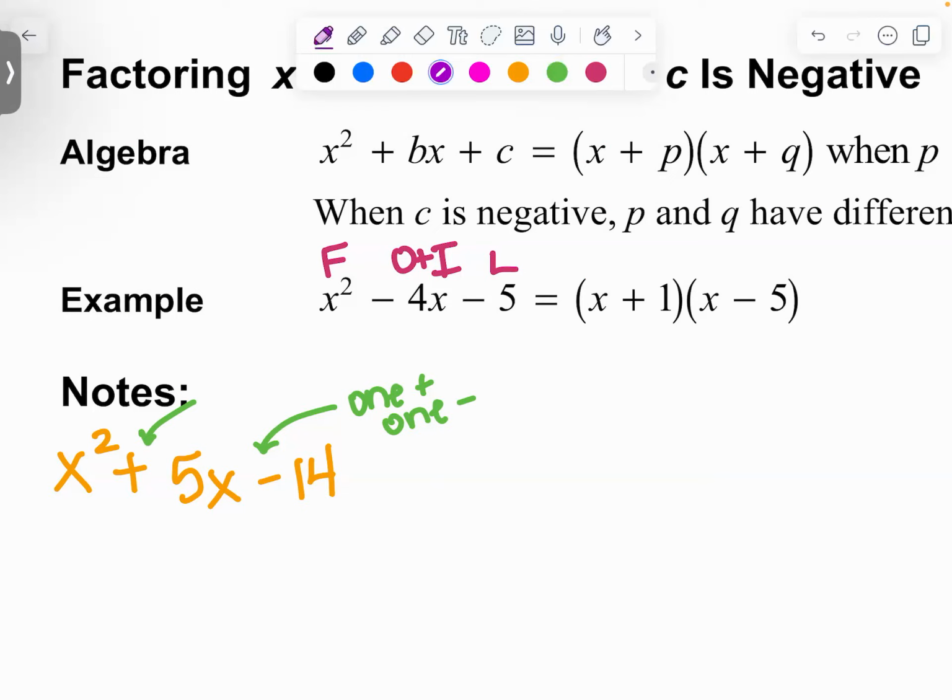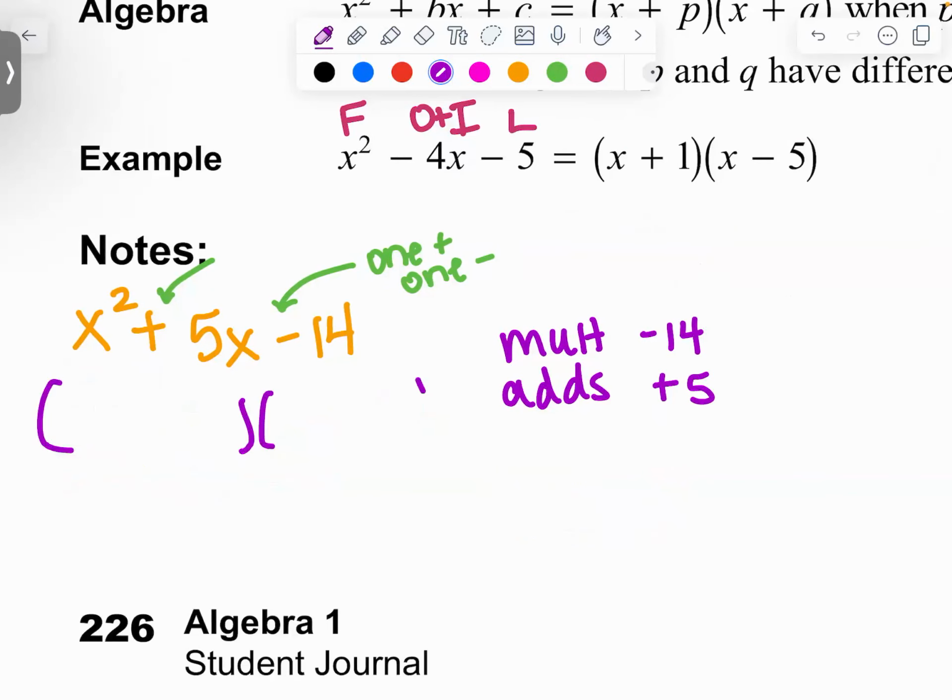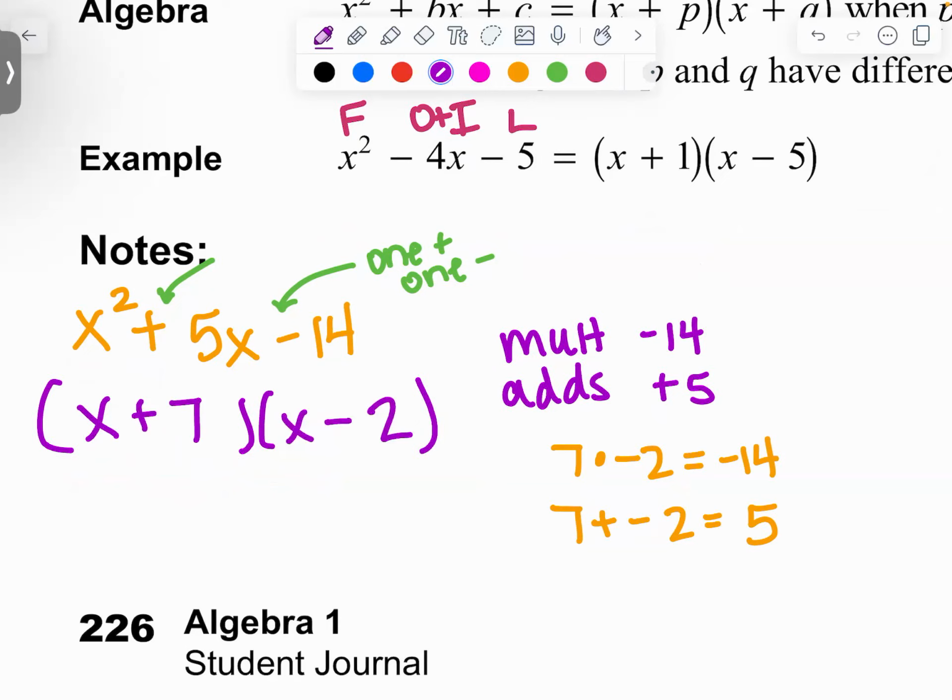All right, so we want to know what multiplies to negative 14 and adds to a positive 5. You have an idea, Brooks? What's your idea? Positive 7 and negative 2. What is 7 times negative 2? What is 7 plus negative 2? 5. Okay, so you're saying we need to have x plus 7 and x minus 2?